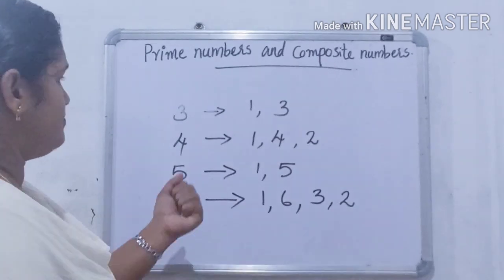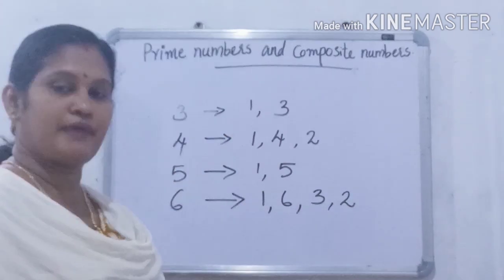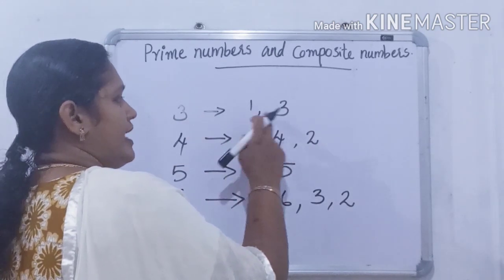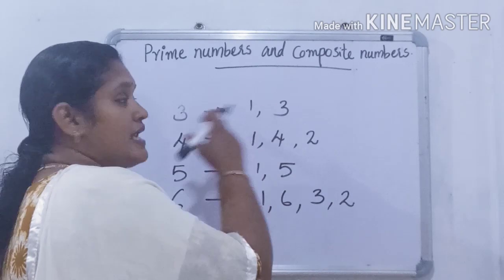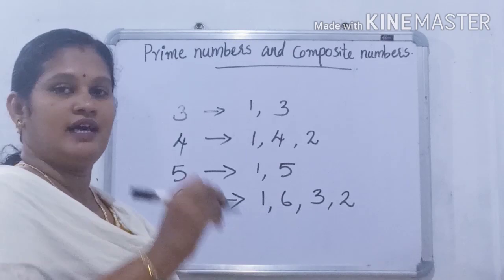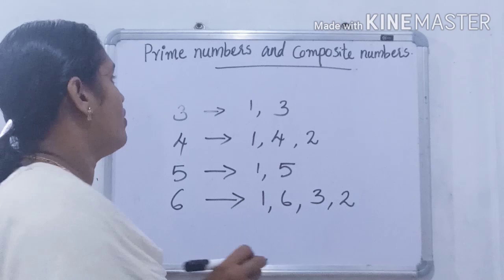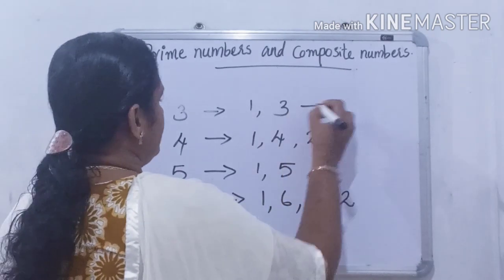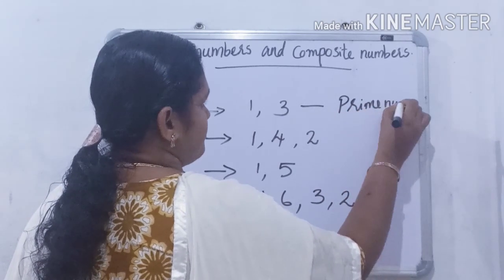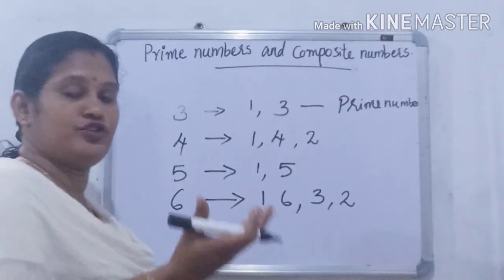The numbers which have only 2 factors are called prime numbers. Here 3 has only 2 factors, 1 and the number itself. Some numbers have only 2 factors, 1 and the number itself. Such kind of numbers are called prime numbers. Here 3 is a prime number. And some numbers have more than 2 factors.